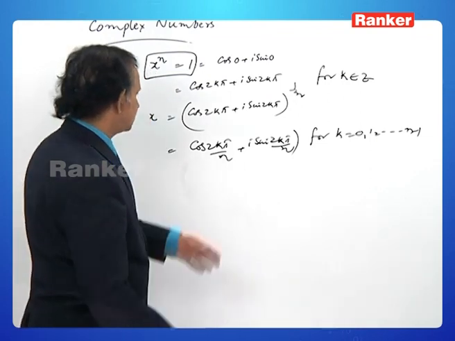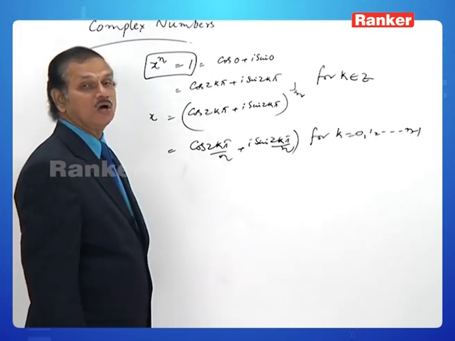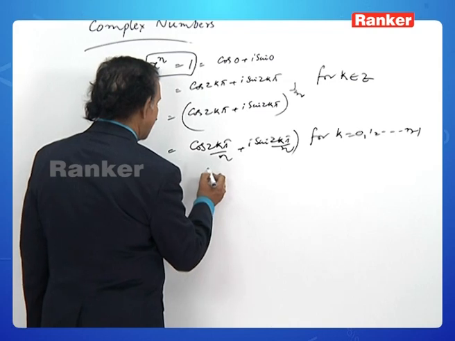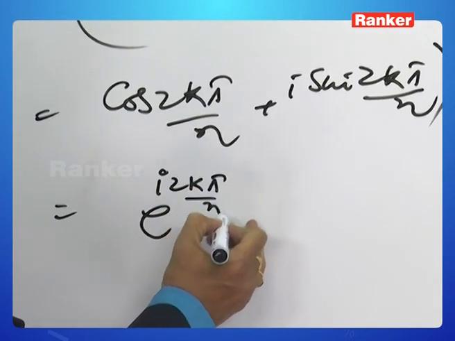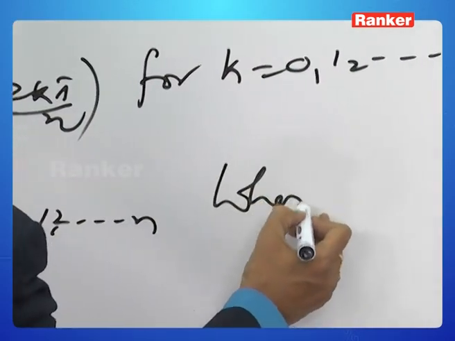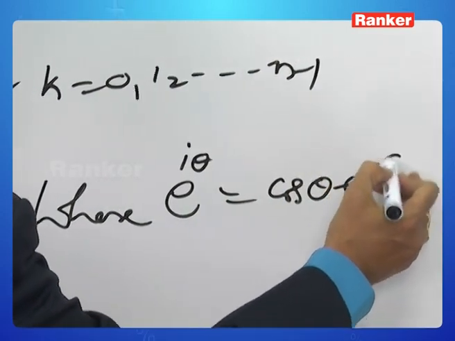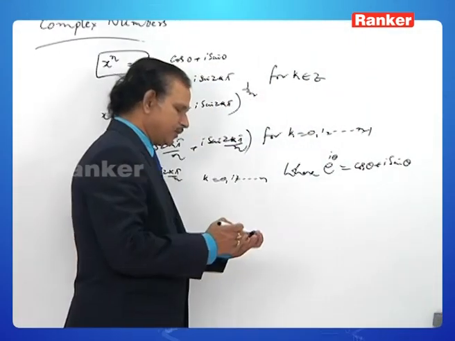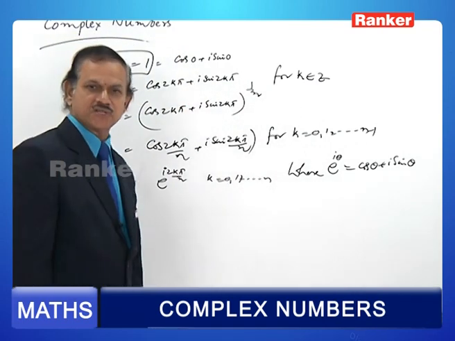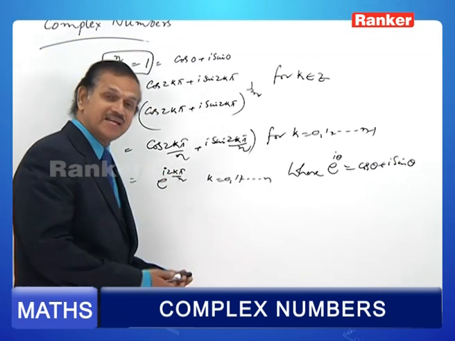The values of x for k is equal to 0, 1, 2, 3, etc., up to n minus 1 are nothing but called nth roots of unity, and this can again be written as e power i 2k pi by n, k is equal to 0, 1, 2, 3, etc., up to n minus 1, where e power i theta is equal to cos theta plus i sin theta, according to the famous definition due to a famous mathematician Euler. Yes, this we call Euler's definition. Cos theta plus i sin theta is nothing but e power i theta, and in the place of theta we have here 2k pi by n.